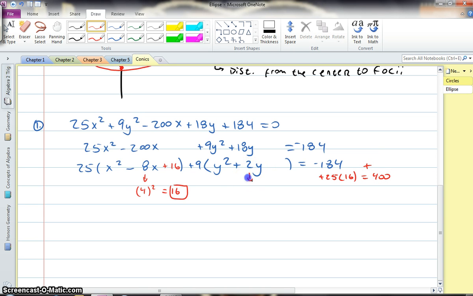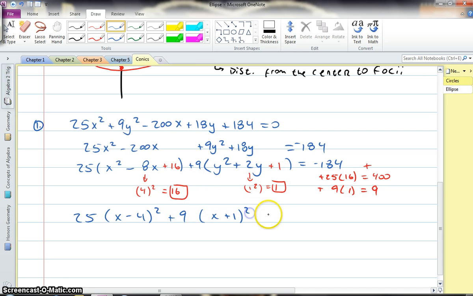Now with my y, half of 2 is 1 squared. So I'm adding 1, and over here, I'm adding 9 times 1. Alright, so factor this. You got 25 out front, then I have x minus 4 squared, and here, y plus 1 squared. Again, we skipped that middle step there. We should be getting pretty good at completing the square by now. And then over here, negative 184 plus 400 plus 9 gives me 225.